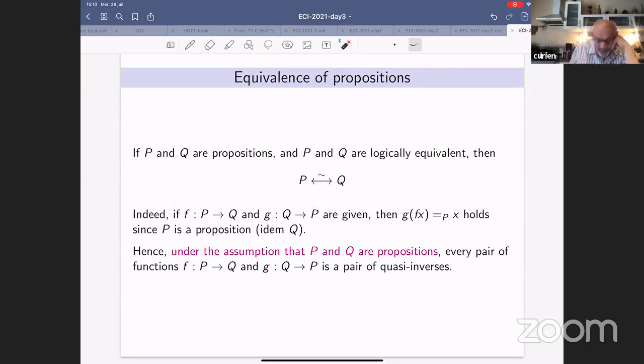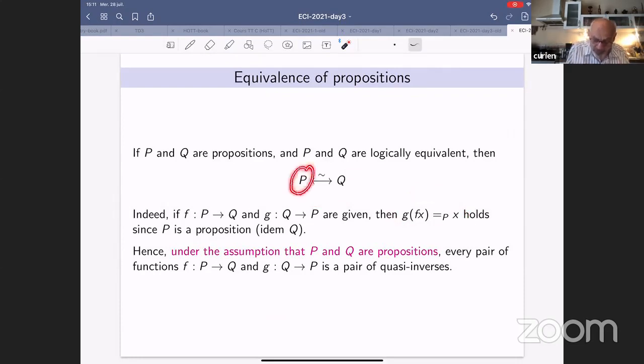So if you know that P and Q are logically equivalent, then you have a function f and a function g from P to Q and from Q to P. And what is left is to prove that you have a homotopy relating g composed with f with the identity. So we have to prove g of f of x equals x for all x.